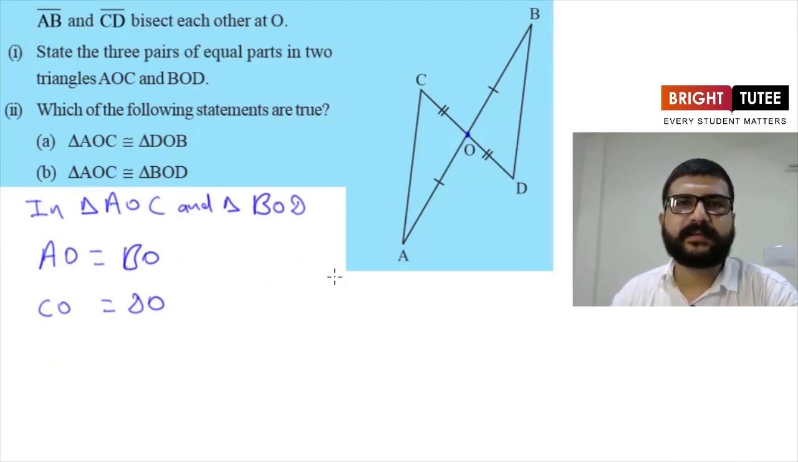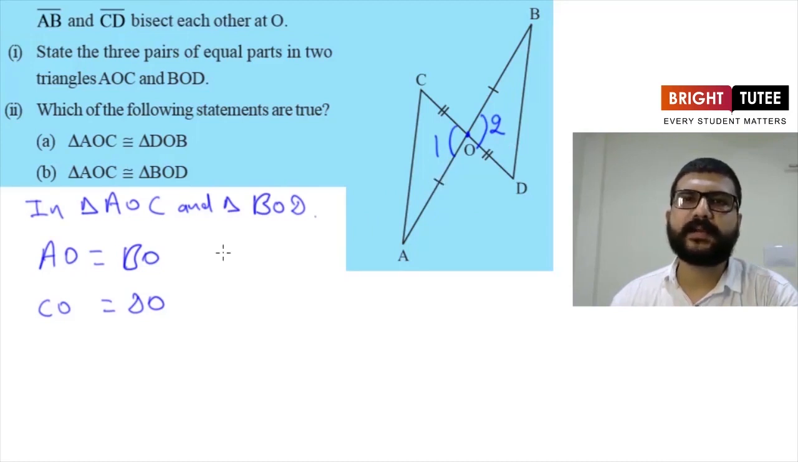Now what should be the third thing which is common between both the triangles, or which is equal for both the triangles? Can we have any angle? Yes, we can have one angle, that is this angle is equal to this angle here. Let's name this as 1 and let's take this as 2. So here angle 1 is equal to angle 2. Now why they are equal? They are equal because they are vertically opposite angles, and we have studied that vertically opposite angles are always equal.